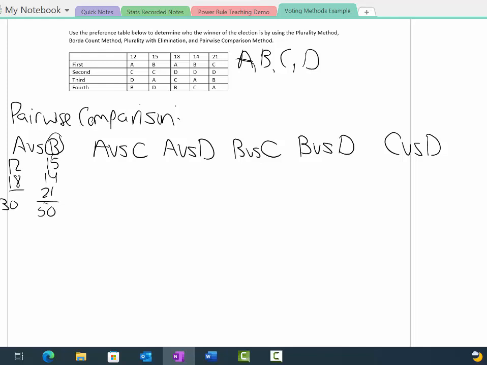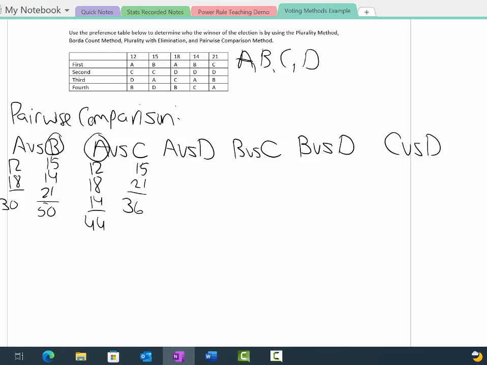Okay? Now let's compare A to C. A is on top of C, so that's for the first one, that's 12. C is above A, that's 15. A is above C, that's 18 then. A is above C, that is 14. And C is above A for the last one, which is 21. Add them together. 44, 36. So A wins that round.